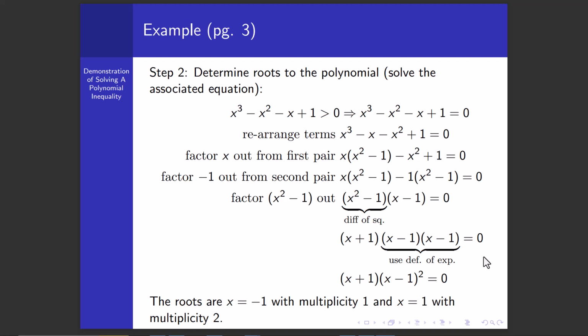Here I notice that I have x minus 1 times itself. So I use the definition of exponent, and I can write my factored form as x plus 1 times quantity x minus 1 squared, and all that's equal to 0. Now, the factor theorem tells us that the roots to this polynomial are going to be -1 with a multiplicity of 1, because that's the power on the factor, and then x equals 1 with a multiplicity of 2, because that's the power on its factor that is associated with its solution.